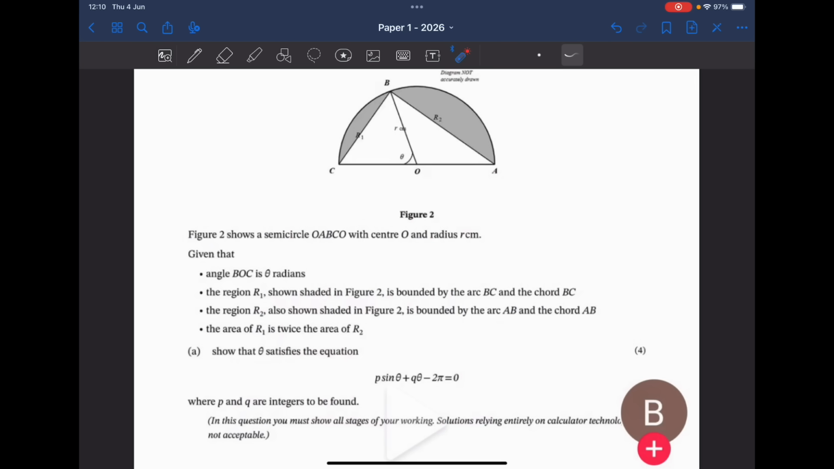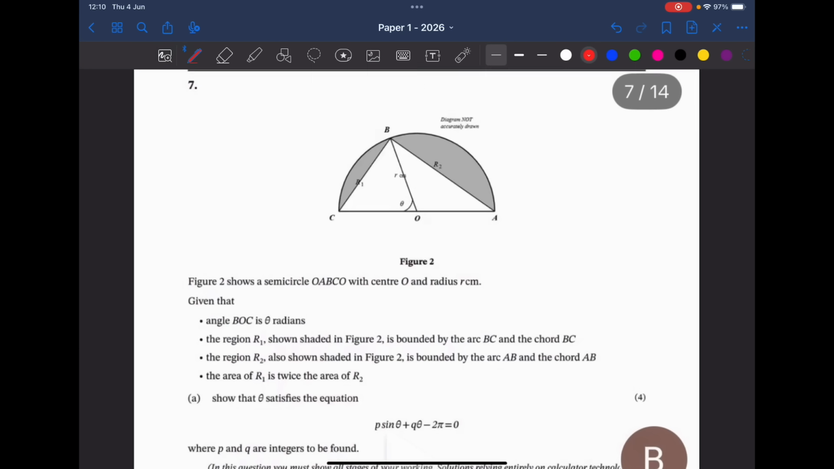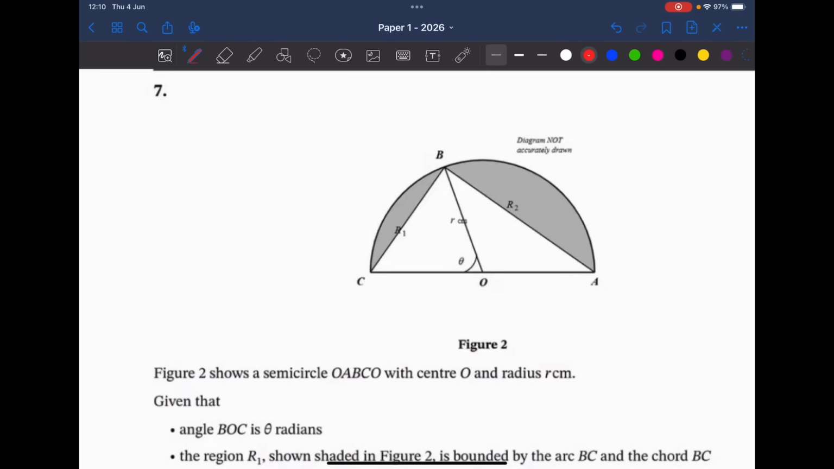So let's look at this. Let's work out the areas of R1 and R2 individually. They're both very similar. So what we can do is just use the area of a segment in general. So area of any segment is the area of the sector, take away that triangle that we have.